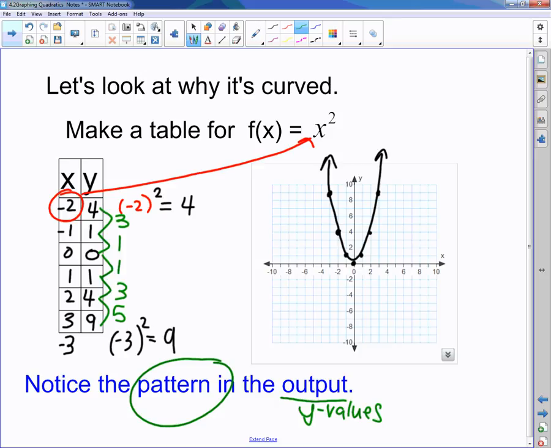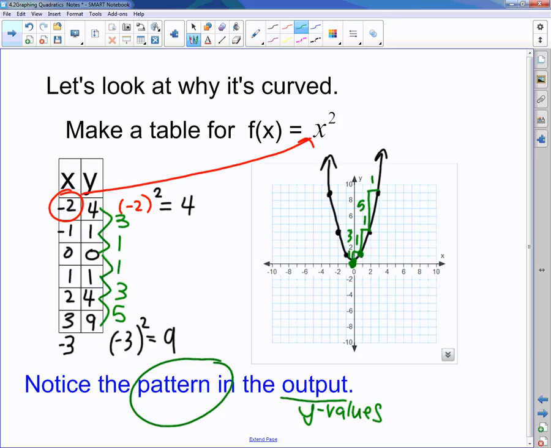Now let's go ahead and take a look at the graph. If I start at the vertex, that's this point right here, I go up 1, and then I go right 1 to get to the next point. Then from this point, I go up 3, right 1 to get to the next point. Then I'm going to go up 5, right 1 to get to that next point.